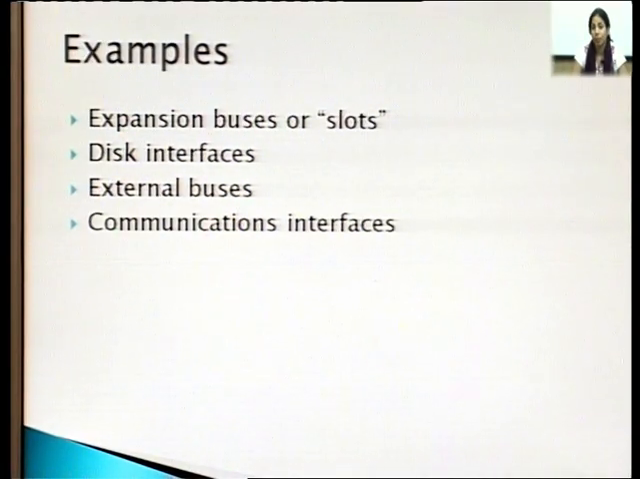These are the examples of the IO interfaces and buses. First we have expansion buses or slots on the motherboard. Then second is disk interfaces, third is external buses, and last is communication interfaces. So these are the various buses and interface slots on your motherboard.